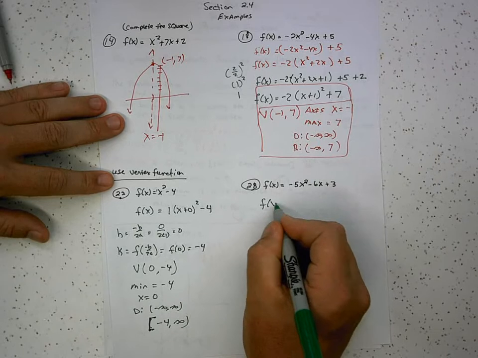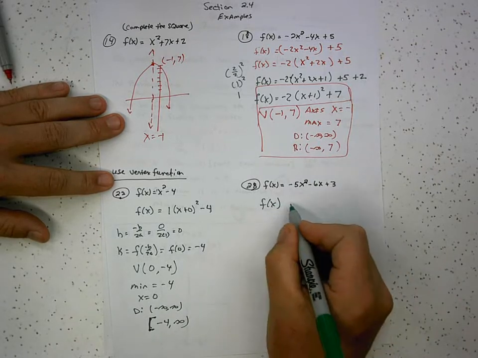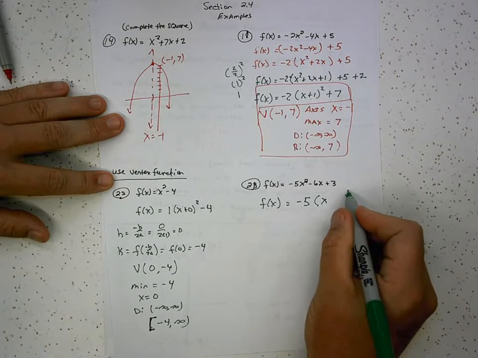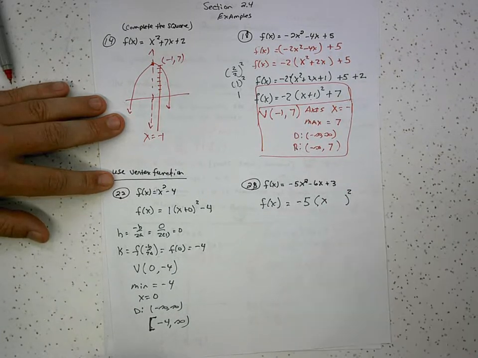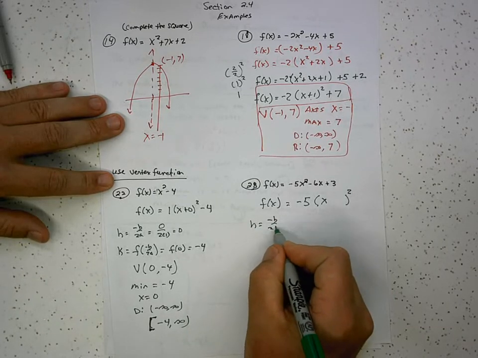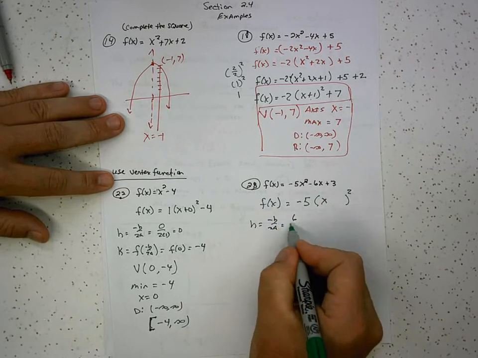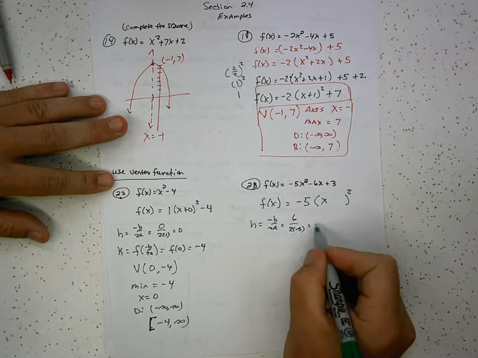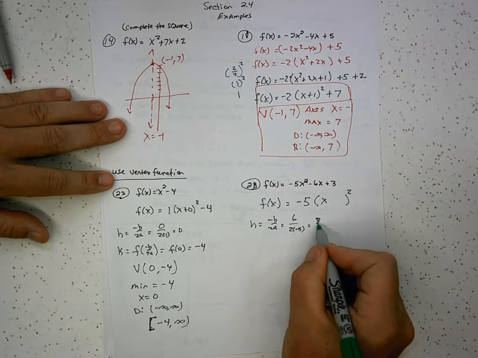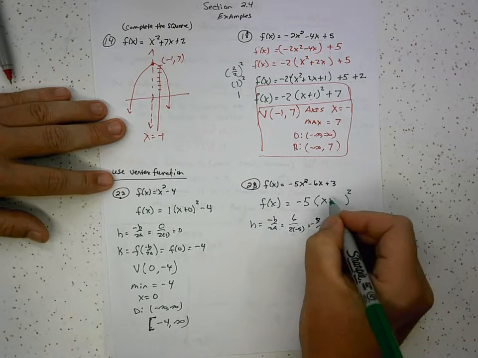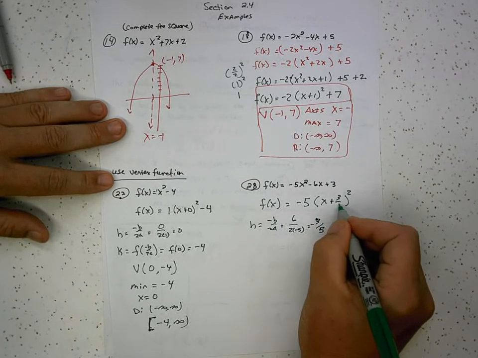So f of x now, I'm going to set it up in a general form, equals -5 times x minus h squared, and then plus k. So I need to find my h. Again, h is minus b over 2a. Opposite of b is 6 over 2 times -5. 6 -10ths is what, 3/5? Okay, and that'd be negative. So now that's going to be the opposite in here. It's going to be a positive 3/5.